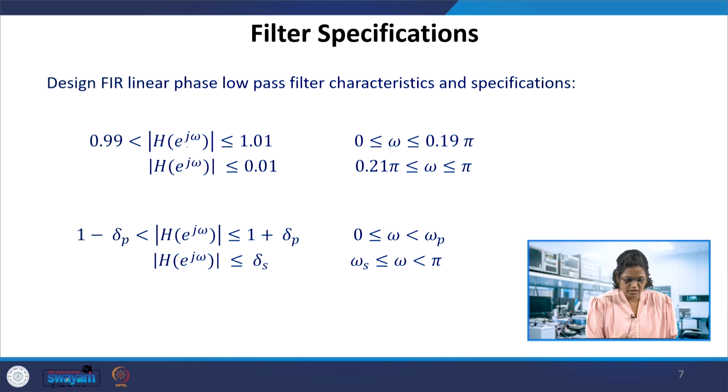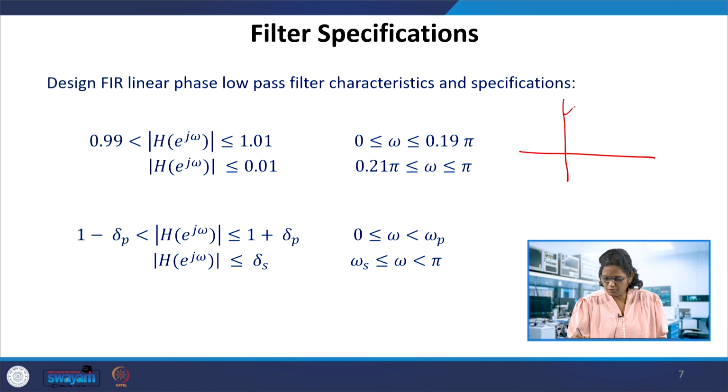So you can allow this H of e power j omega, in which this is also a low pass filter. So in which you have this response versus omega, and here you have 1 plus delta p, and this is 1 minus delta p. So the cutoff frequency is exactly omega c over here, and the passband frequency is omega p, and the stop band frequency is here. So this is the case of delta s.